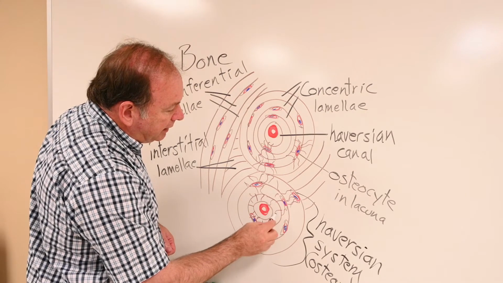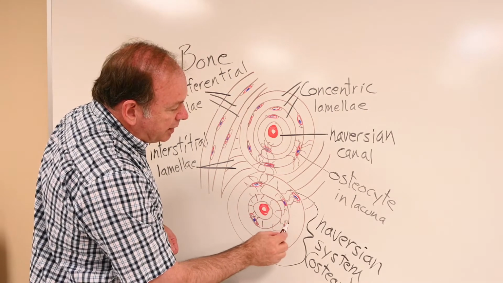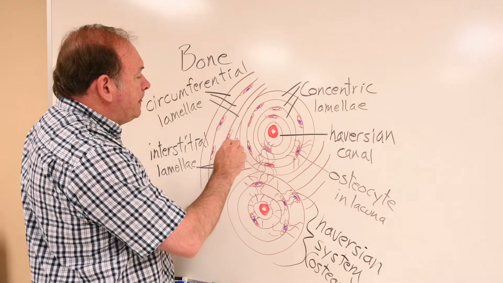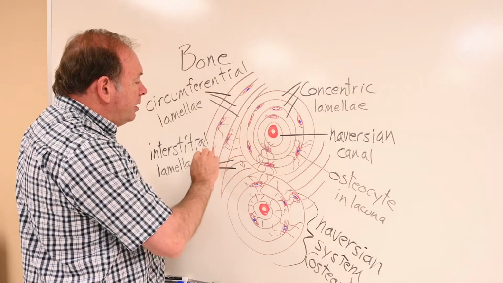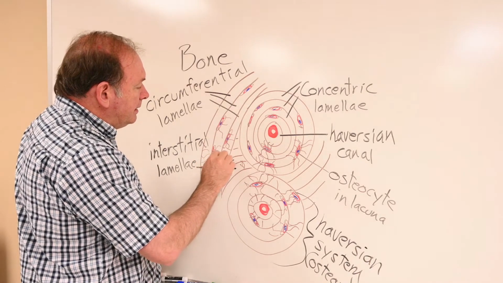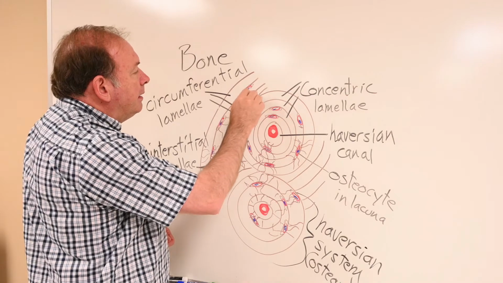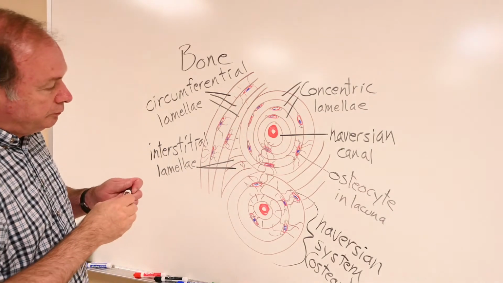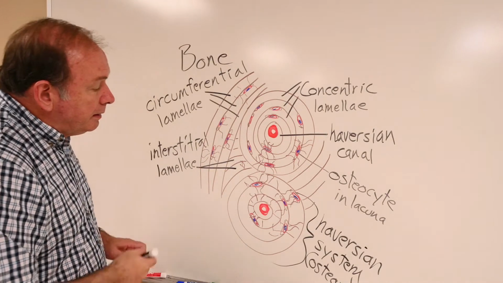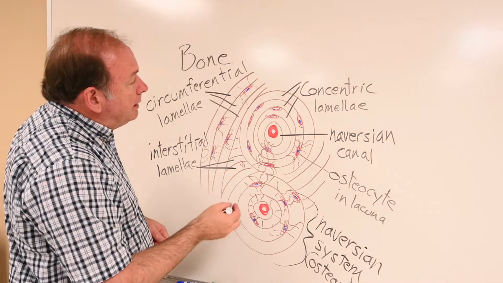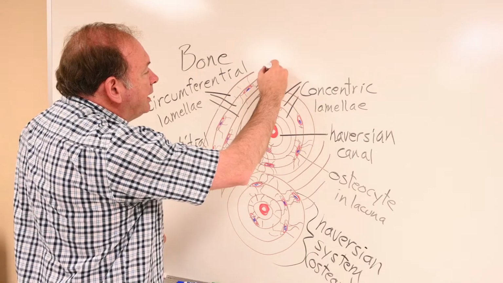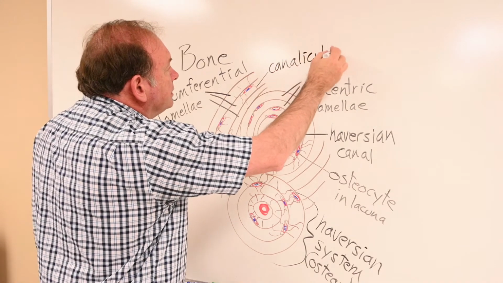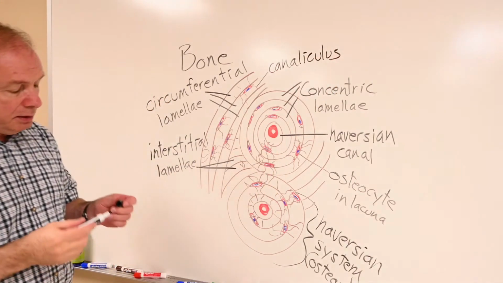Going through all the lamellae, joining the bone cells to neighboring bone cells. So those would be all through here. All these canaliculi. And I don't know where to label that. Let's just put it right here. Canaliculus. A single small canaliculus.